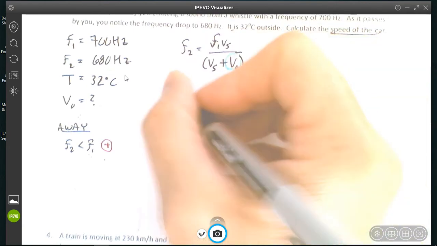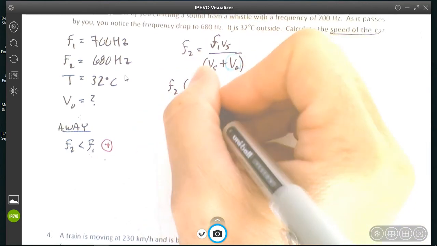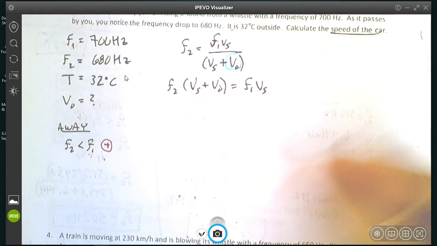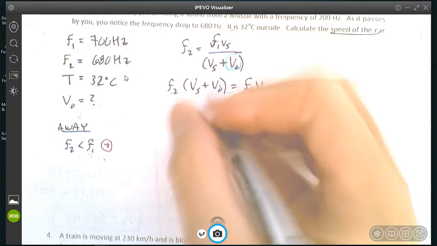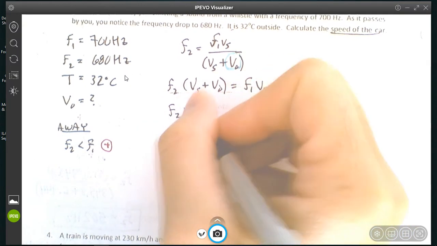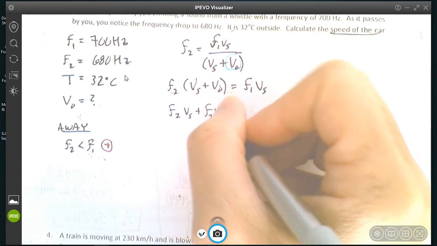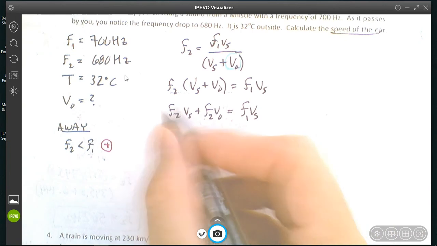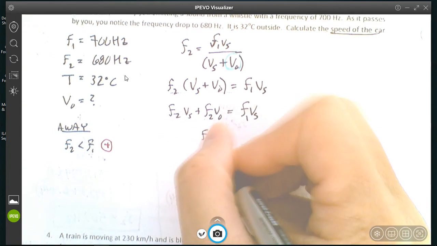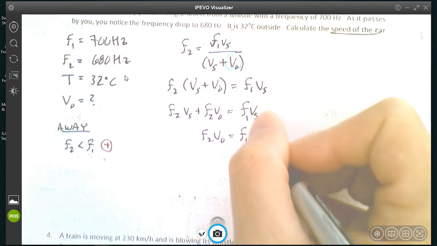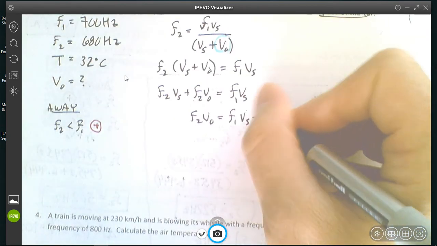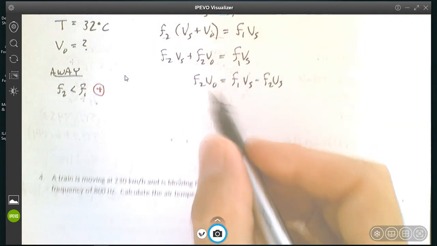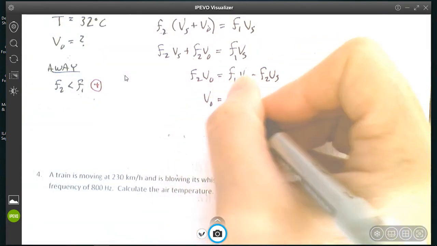Let's get this out of the denominator. Cross multiply. And again, try this on your own. Pause the video and go from there. There we are. Now, I can't get it out of here. It's stuck in a bracket, so multiply the bracket out. Good. Now I can get rid of this term while it's being added on that one side, so we just simply subtract it off the other side. Now VO is just sitting there, so we can divide by the F2.